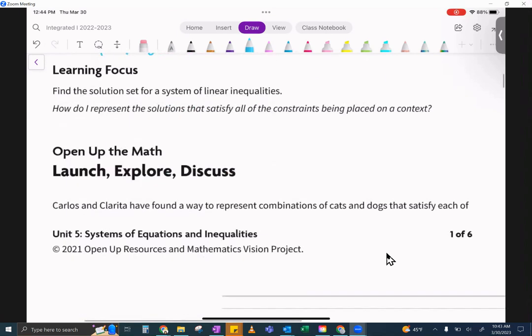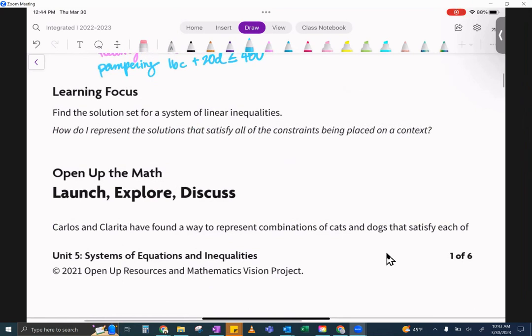Okay. So the next part, our focus is that by the end of this lesson, you will be able to find the solution set for a system of linear inequalities. You already know how to do this. All we're going to do today is put them all together. We're going to put the space and the money constraint and the time constraints for pampering and feeding together. So the question you'll be able to answer today is, how do I represent these solutions that satisfy all the constraints being placed on a context?